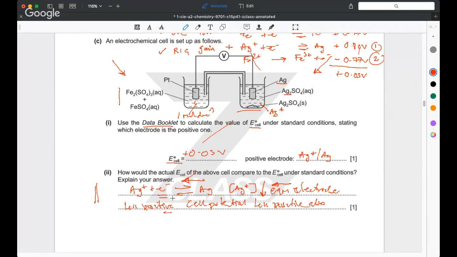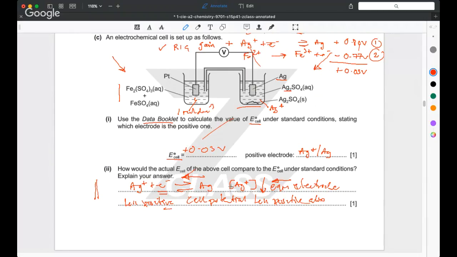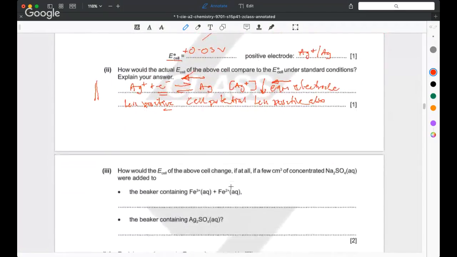And to work all that out, we had to remember that we were working with an equilibrium. And as the silver ion concentration decreased, the equilibrium shifted to the left, which meant more electrons, which have negative charges, get left on the electrode. And so the electrode becomes less positive, and so the cell potential as well becomes less positive.